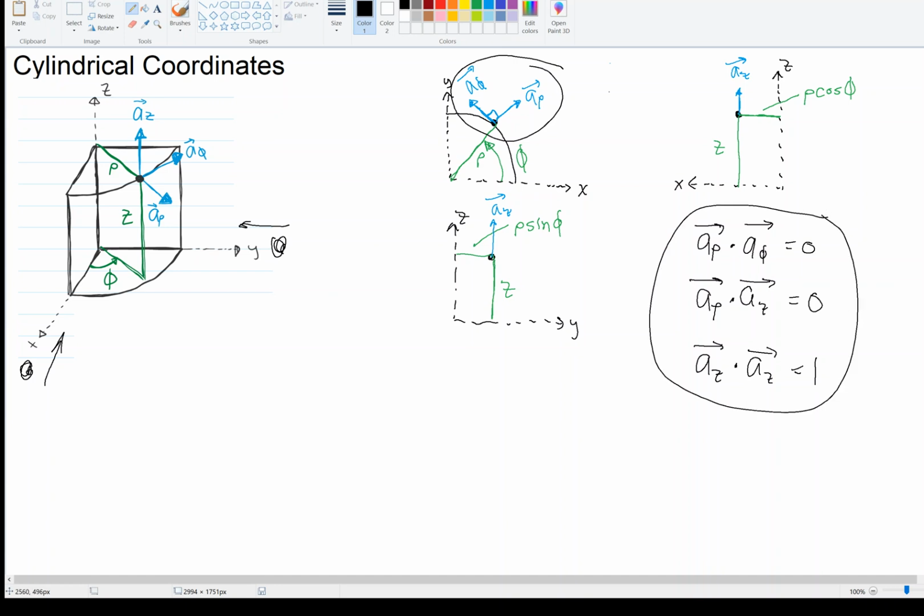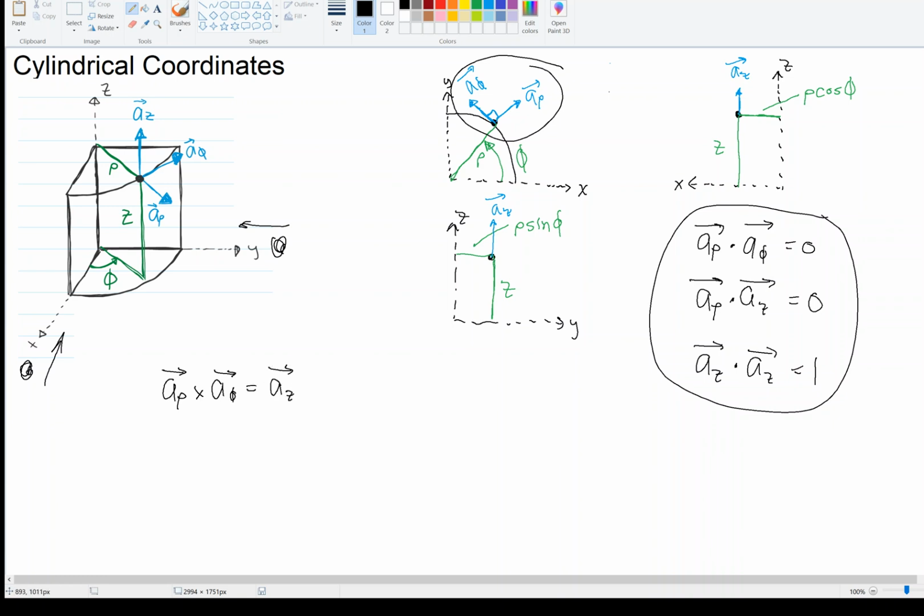I'll let you work those out on your own, but we're going to move on and talk about the cross product. This is also a right-handed system, so it follows the same ideas that the Cartesian coordinate system followed. That is to say, for example, a rho cross a phi gives you a z.